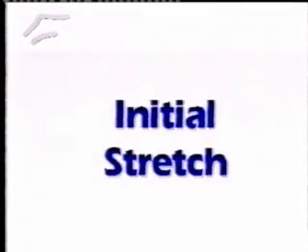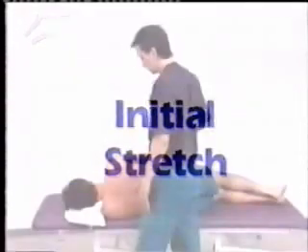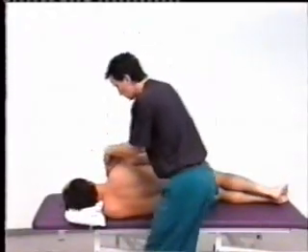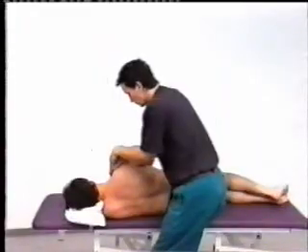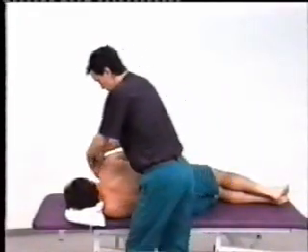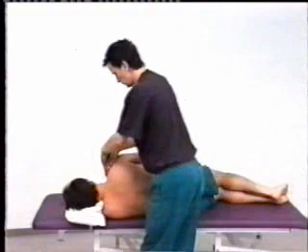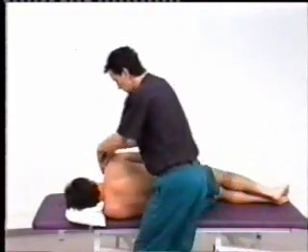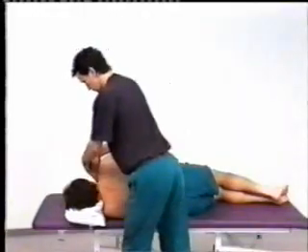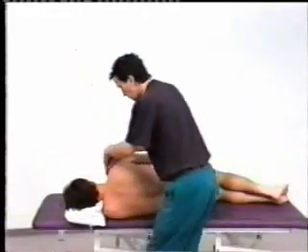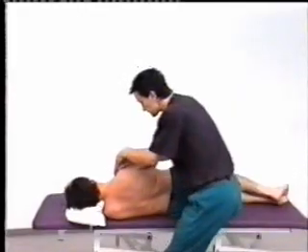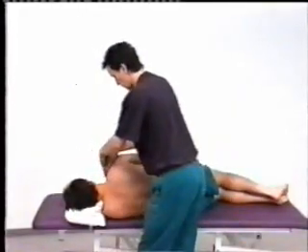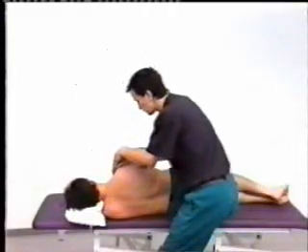Initial stretch. And pull up. The elongation and the initial stretch are achieved by shifting the weight onto the back leg. And pull up. And pull up.